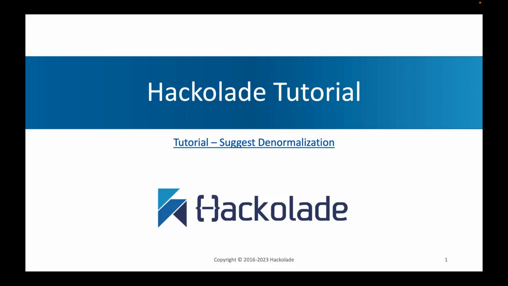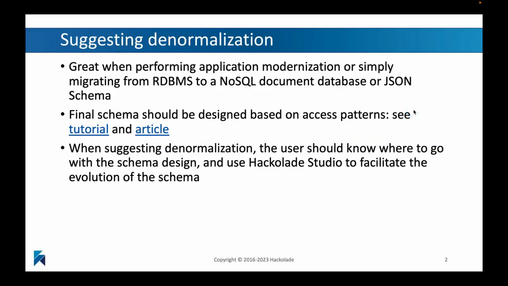In this episode, we'll be talking about how you can use Hackolade to suggest denormalized structures in a normalized data model. This can be really useful, right? For example, when you are contemplating some application modernization, or when you are simply migrating data from a relational database management system to some kind of NoSQL document database or a JSON schema, or whatever it might be, right? In that case, you will be considering how you would design the data model for that new NoSQL storage format, and you will probably be basing it on some kind of access pattern, right?